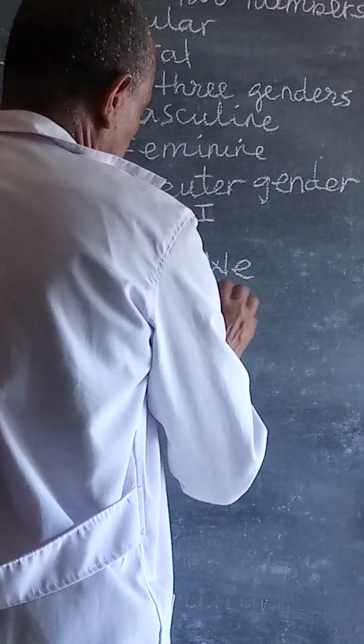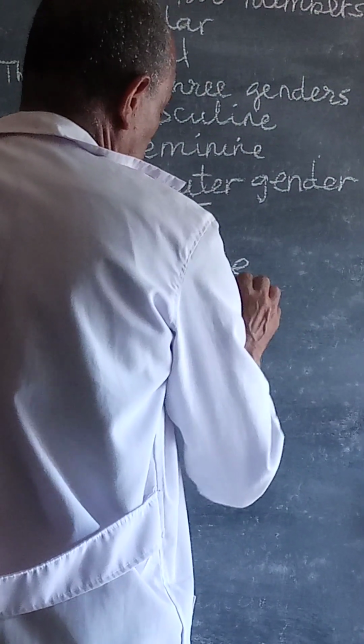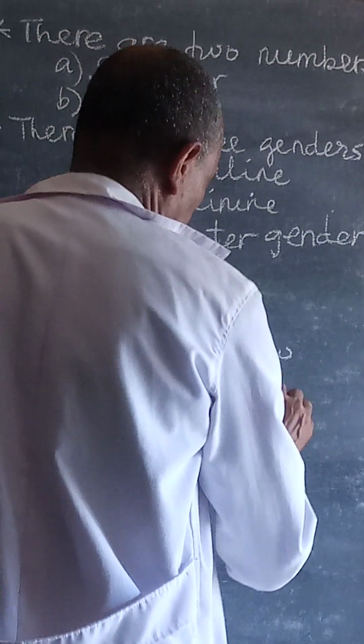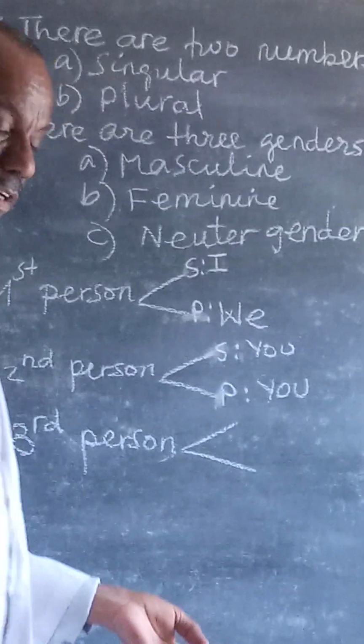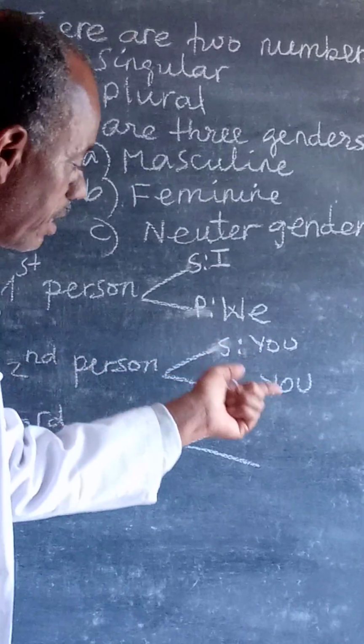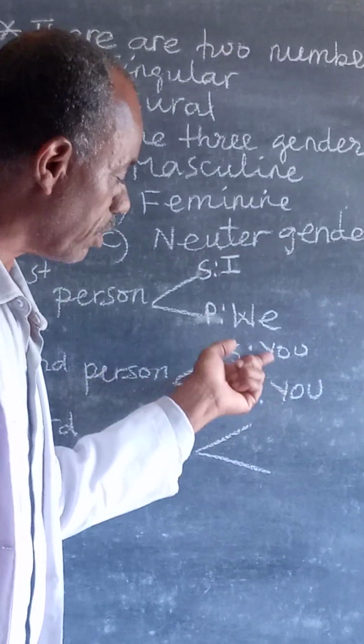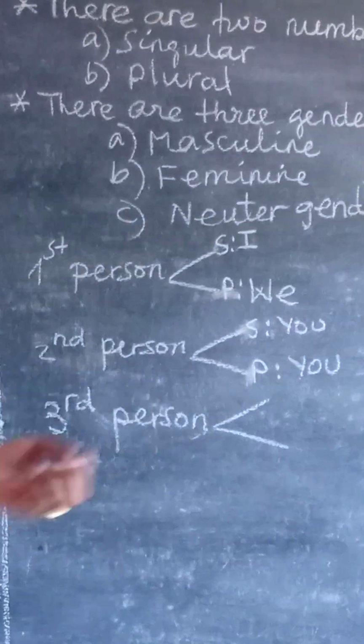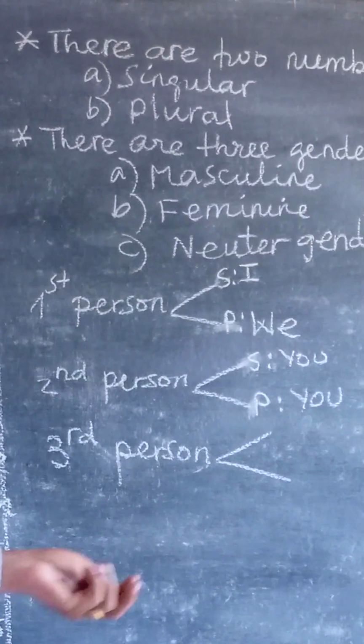Second person singular is you. Second person plural is you also. Here we have a similar pronoun over here. The singular and the plural forms are the same. Let me explain this in other versions.